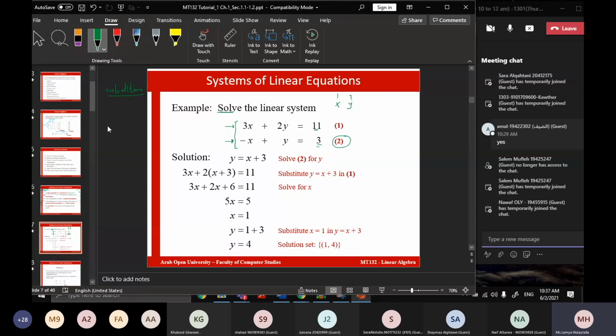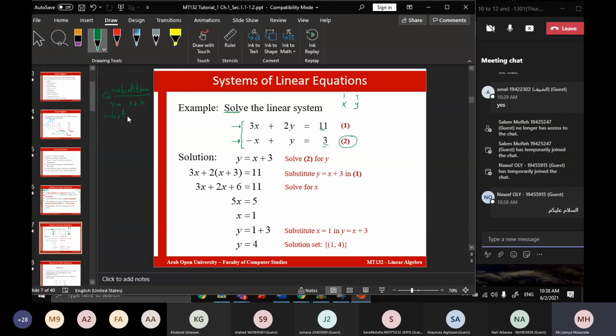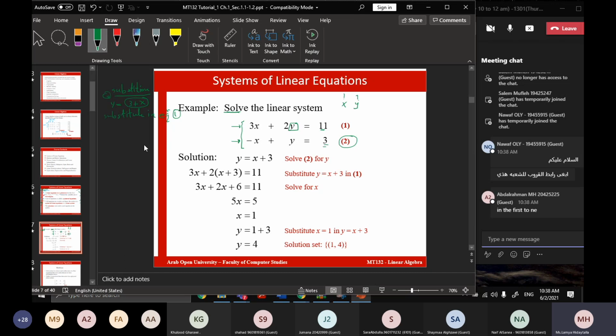Okay, from this equation, we can say that y is equal to 3 plus x, correct? So I got from the second equation y in terms of x. Now what we do is substitute the value of y in equation 1. Where is the y? This is the y. So I will remove it, and instead of it, I'm going to put these values.